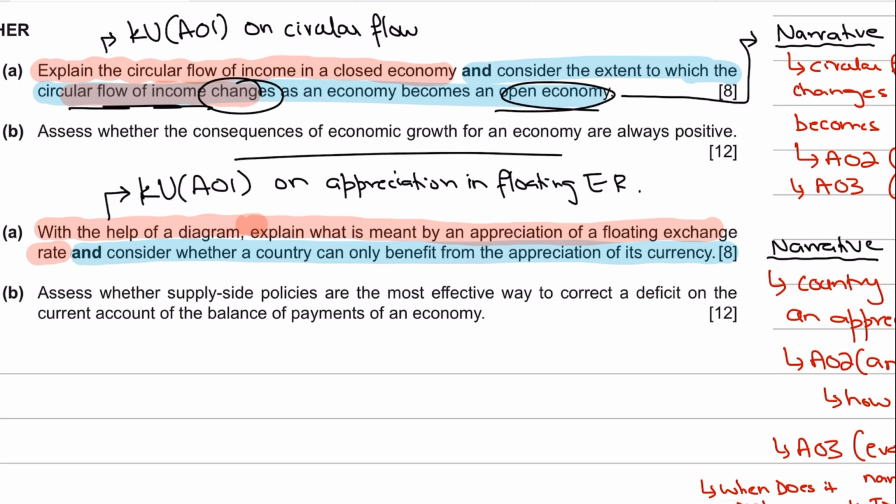Assess whether consequences are always positive. Analysis would be: what is the narrative? The narrative is that economic growth is always positive, right? Which means that yes, it is positive, and then it is not positive.